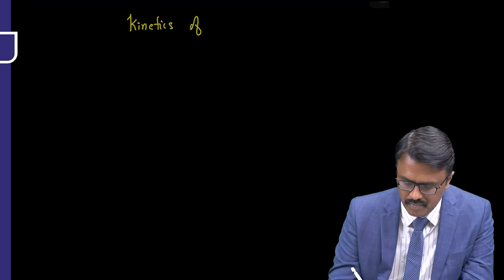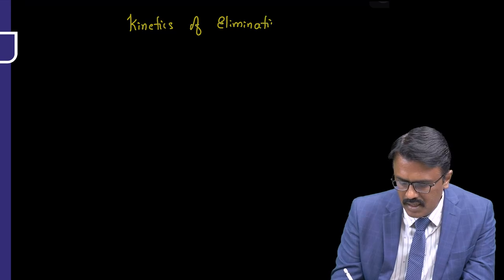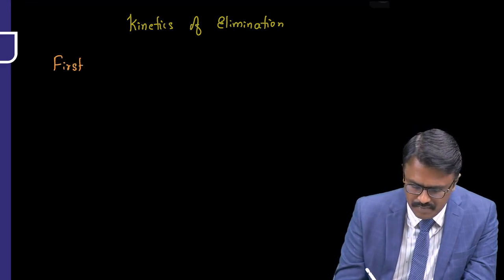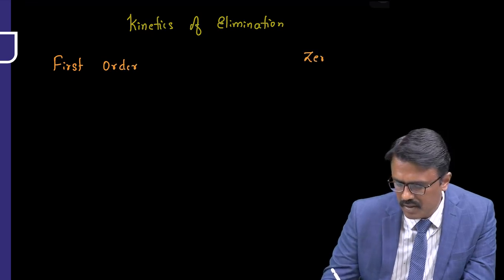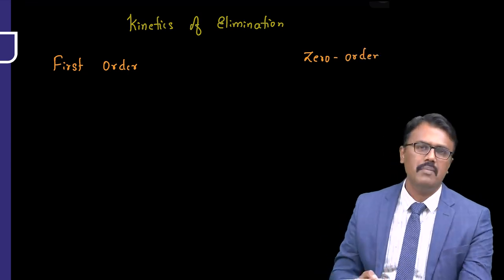Kinetics of elimination. Now, basically, there are two types of elimination process. One is called first order elimination, and the other one is called zero order. Sir, what do you mean by that?